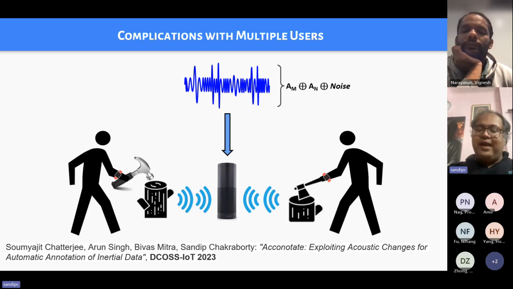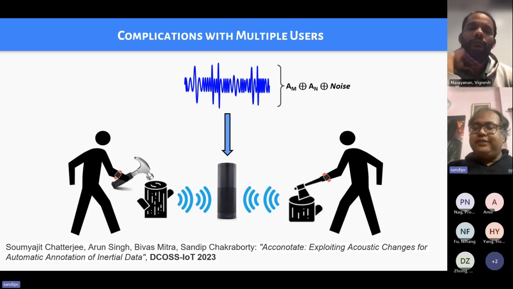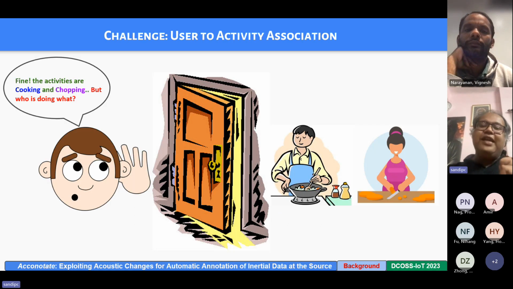So that means you are not getting a single acoustic signal to get the activity level, rather you are getting a convoluted acoustic signal. So the question is, with the help of that convoluted acoustic signal, how can you generate the activity levels? Well, this actually triggers a very interesting problem if you try to use the acoustic signal to do the activity annotation.